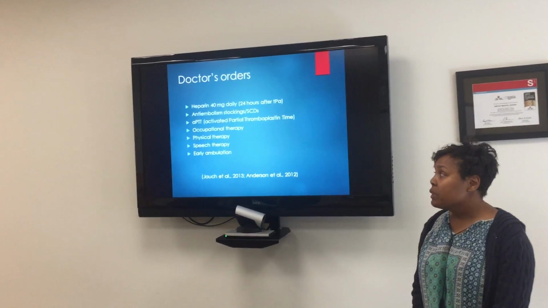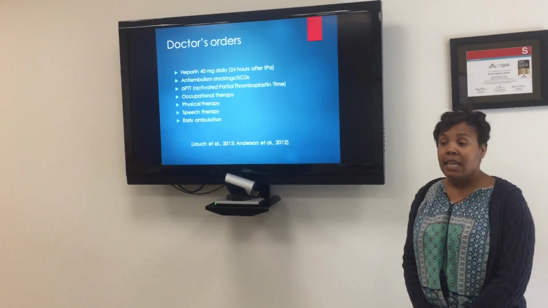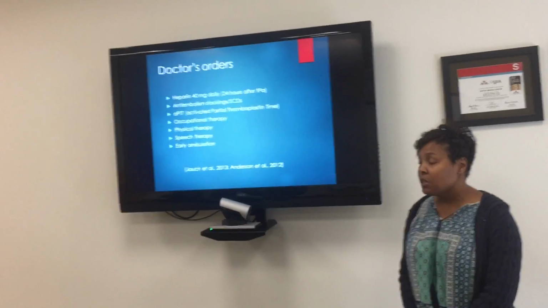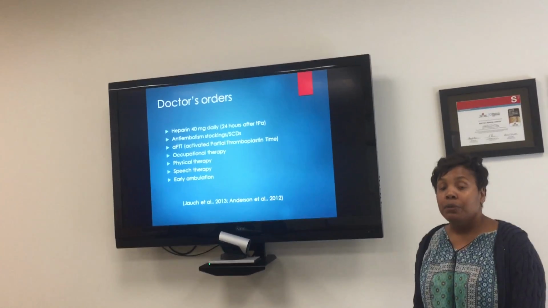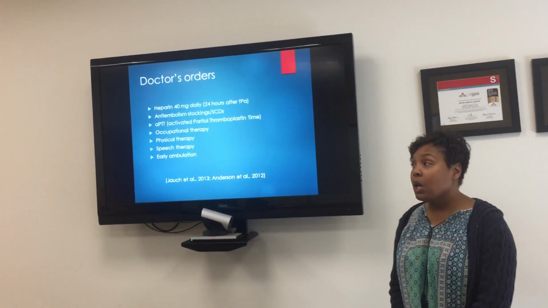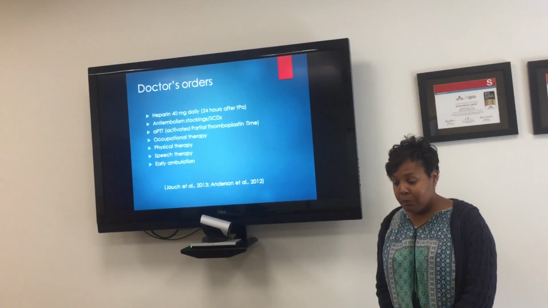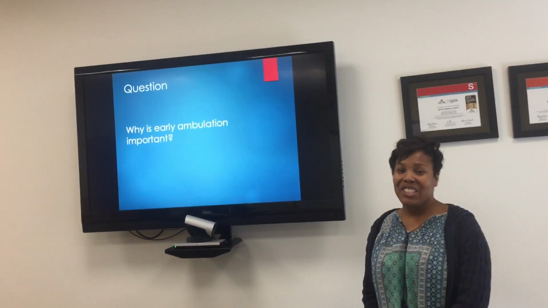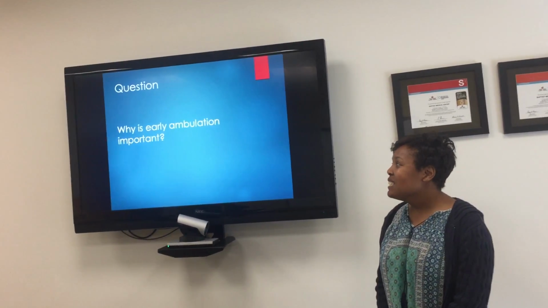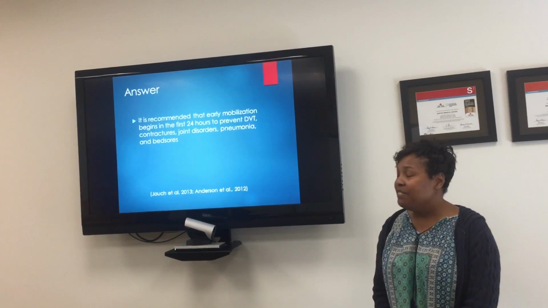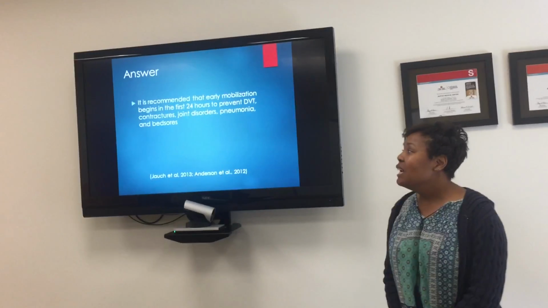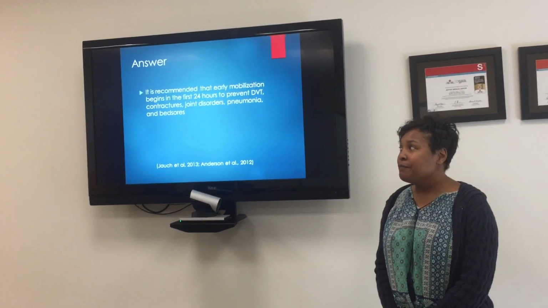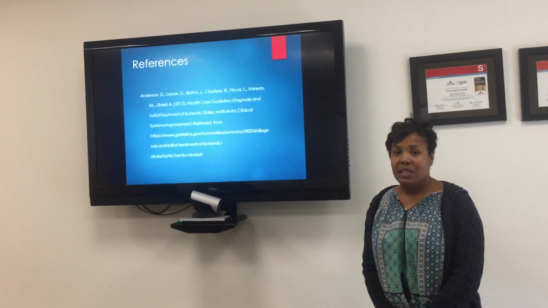He will receive occupational therapy and physical therapy because he has the weakness and numbness in his extremities. He's also going to get speech therapy because he has difficulties swallowing. And early ambulation is recommended because, well, why is early ambulation important? It's because it can prevent DVTs, bed sores, pneumonia, joint disorders, and contractures. Thank you.